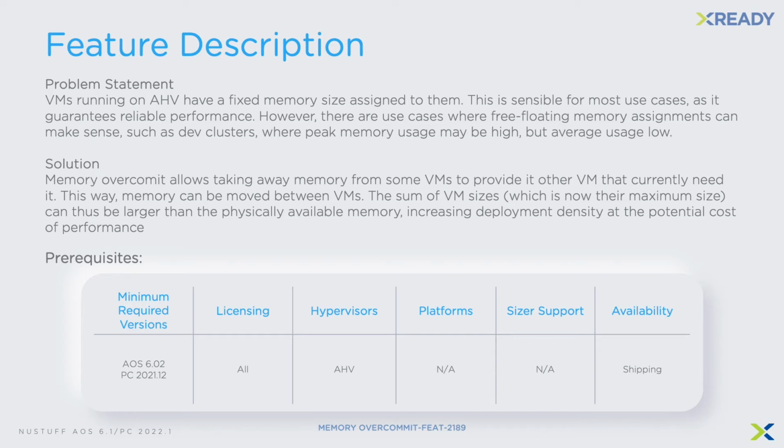So with memory overcommit, we allow the host to take away some of the unused memory from VMs that are not using it, and then assign that to other VMs so that we can host more VMs past the actual, fixed memory of a host.